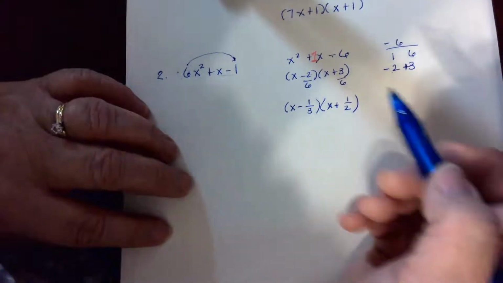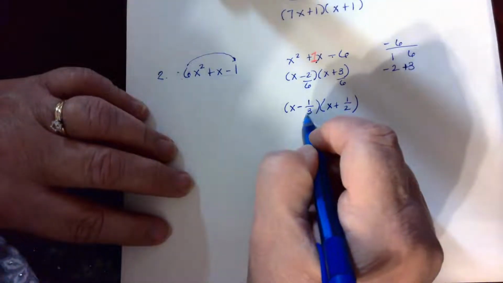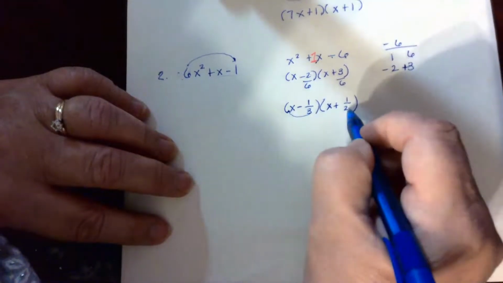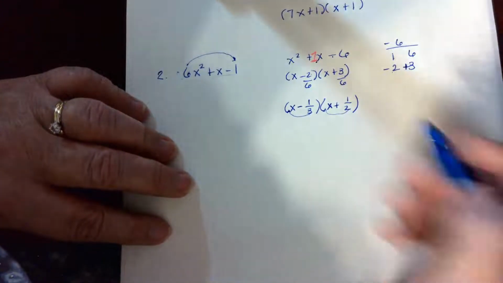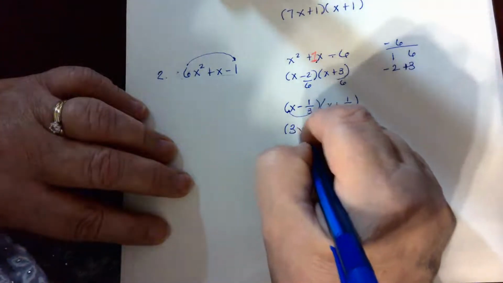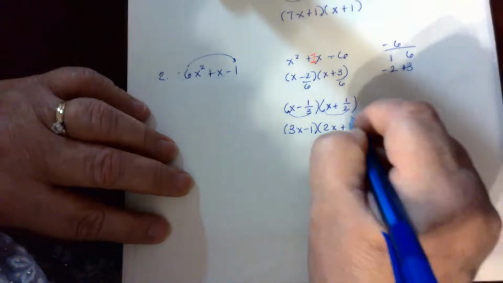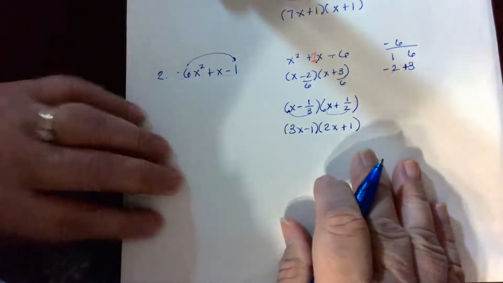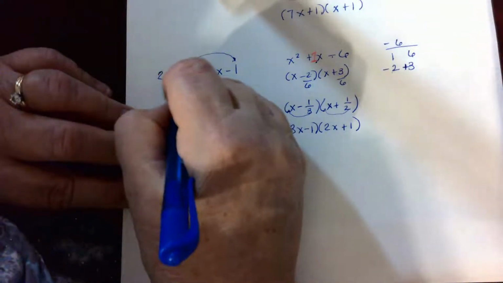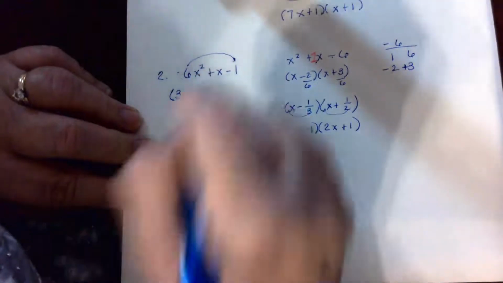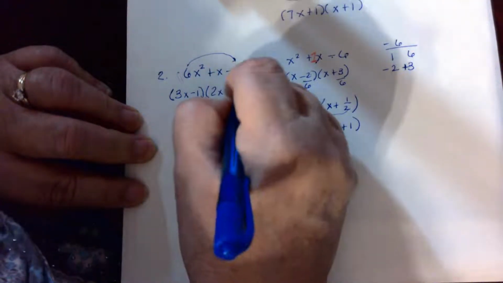Now we're going to do the slide part. So this 3 is going to move up to here, and this 2 is going to move up to here. So I have 3x minus 1 and 2x plus 1. So that's what I claim as my factorization. So I'm going to write it over here under my problem, 3x minus 1 and 2x plus 1.